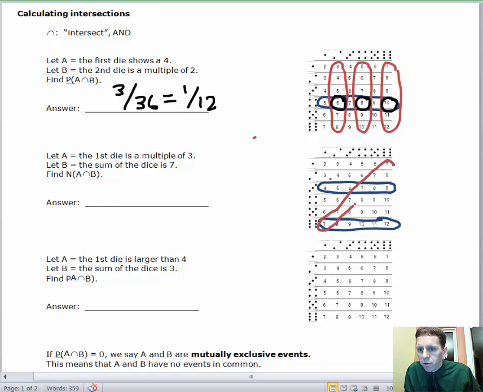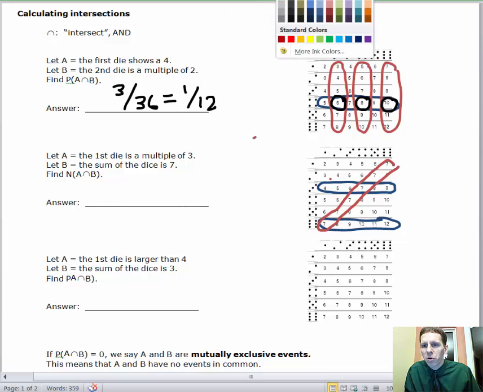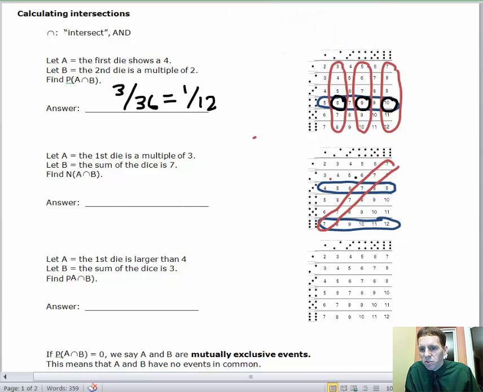We're looking for places where the first die is a multiple of 3 and the sum of the dice is 7. This happens in 2 locations. It's also where the blue and red intersect. So I'm going to circle those 2 locations here by rolling a 3 and a 4, and here, rolling a 6 and a 1. So we use the term and. Notice here it says n, so I want the number of places where the first die is a multiple of 3 and the sum of the dice is 7. So we're going to write 2, but not over 36 because it's not a probability problem.